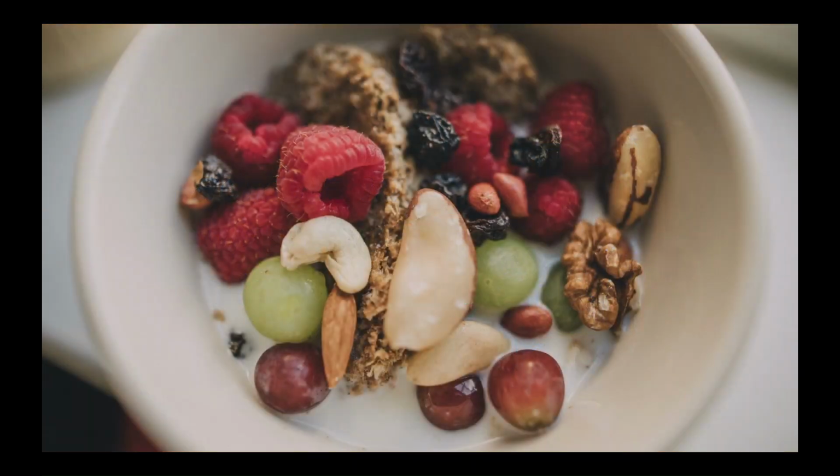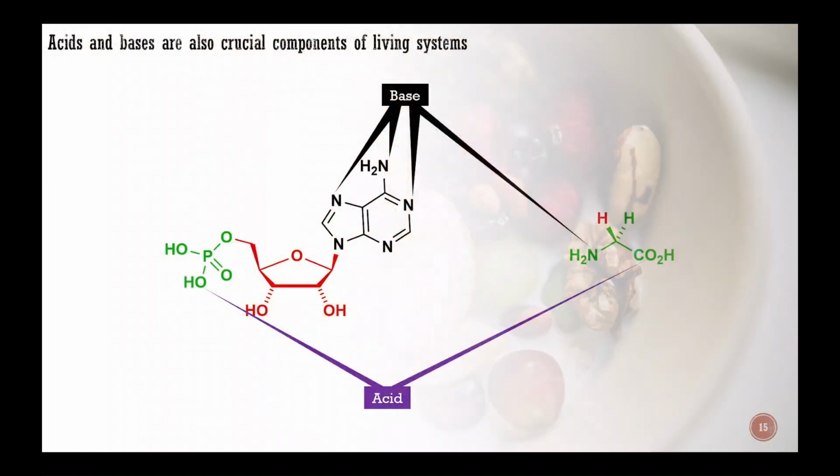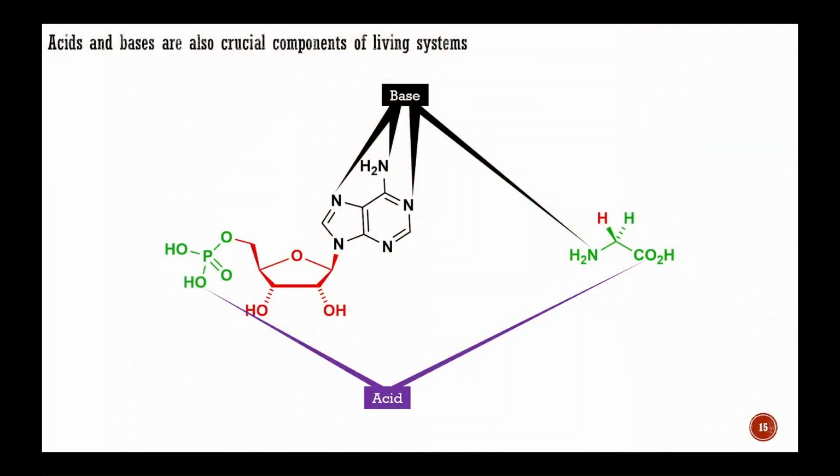Acids and bases are common both in nature and in the laboratory, and most of them are classified as weak. They influence our daily lives in countless ways. Not only are they present in our foods, but acids and bases are also crucial components of living systems, such as the amino acids used to synthesize proteins and the nucleic acids that encode genetic information.